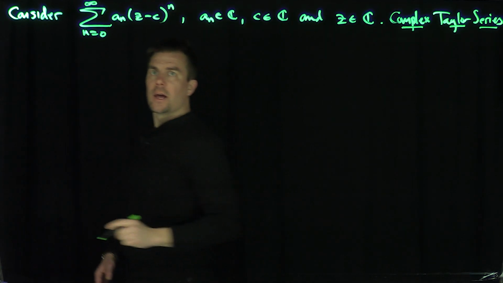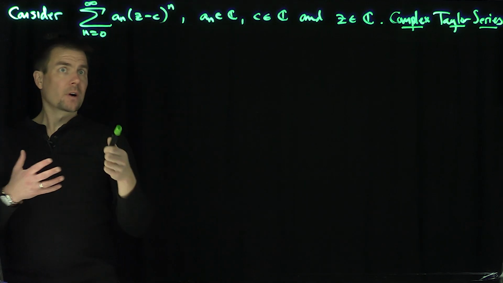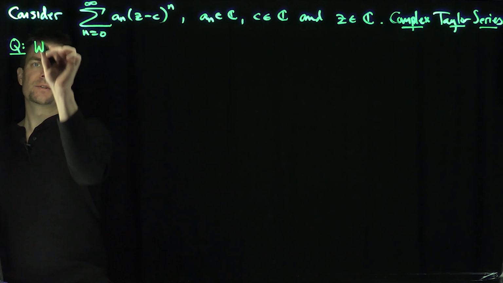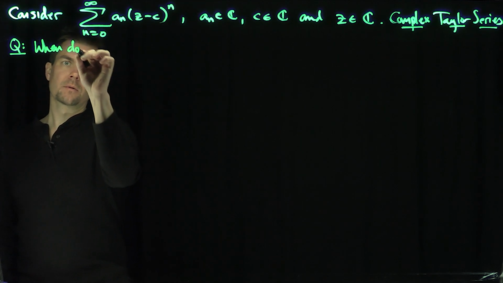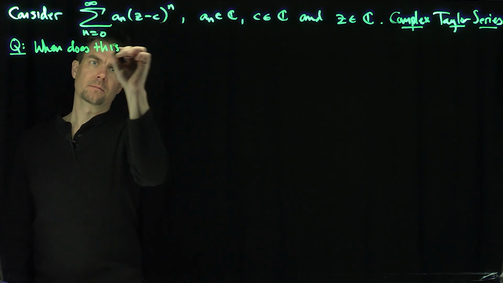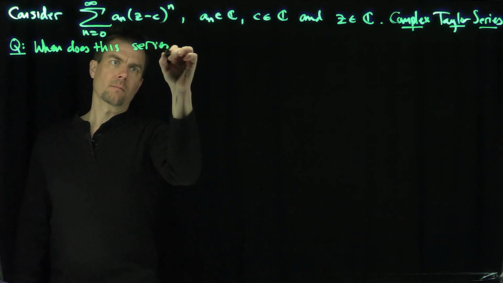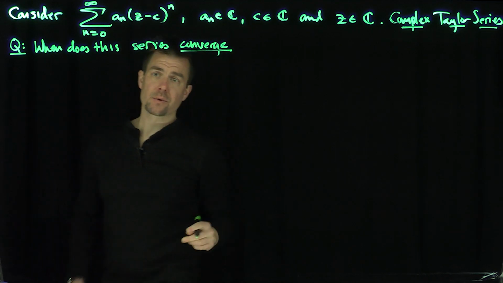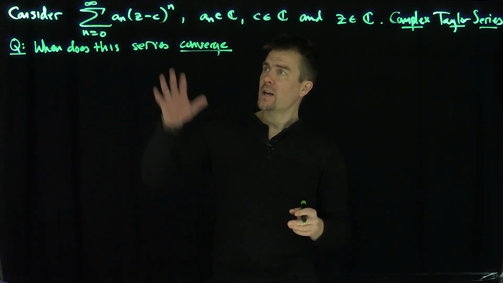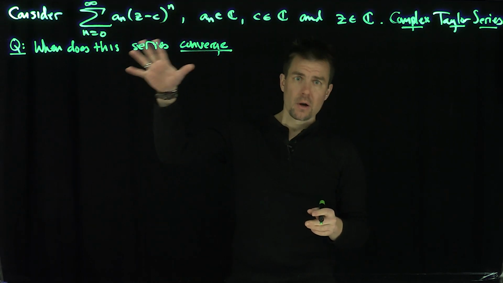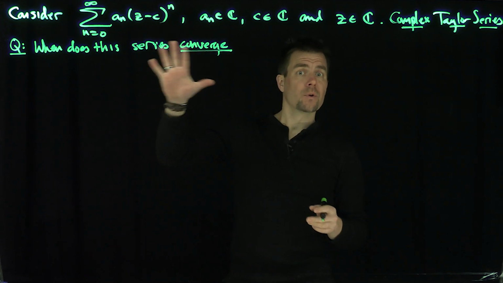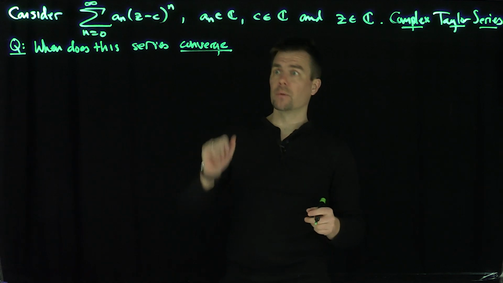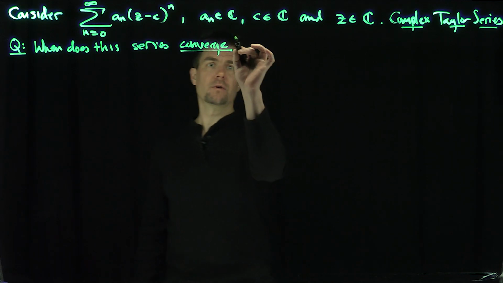Okay, and so what we're going to do is figure out when this series converges. So the question is, when does this series converge? Of course, we have a notion of convergence because I know what it means for a sequence of complex numbers to be Cauchy. So if the partial sums of this expression form a Cauchy sequence, then we'll say it converges, just like we did for a function of a real variable in real analysis or in Calc 2. So when does this series converge?